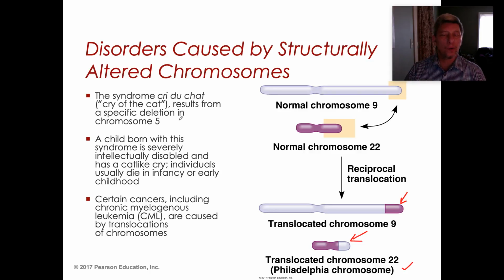Cri du chat, or the cry of the cat, results from the deletion of specific genes on chromosome number 5. The child born with this is very severely disabled intellectually and usually ends up dying early in childhood. There are also certain cancers that can be caused by translocations of chromosomes.